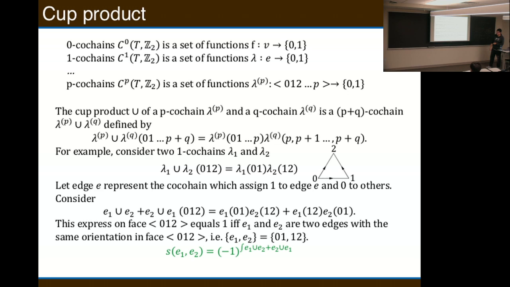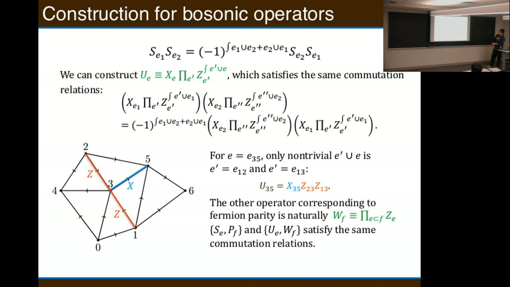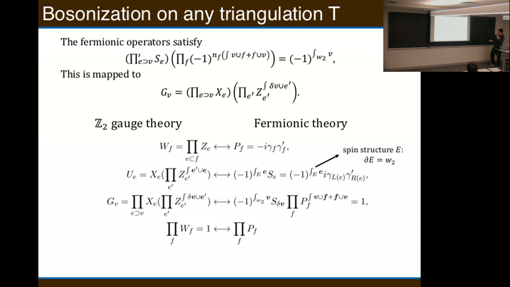So it turns out that we can use this cup product structure to make sure the bosonic operators have a similar commutation relationship. Here's an example, but I don't have time to go into it. So the message is that we can map the fermion hopping and fermion parity to some bosonic hopping and some bosonic flux operator. So on the fermion side, we have the parity, we have the hopping, and we have this identity. So the parity will match to the flux operator. And this fermionic hopping will match to the bosonic hopping in this formula. And this fermionic identity will match to the cup product constant as before.